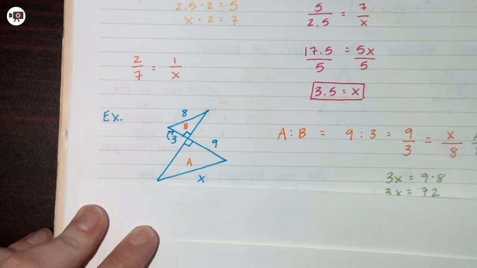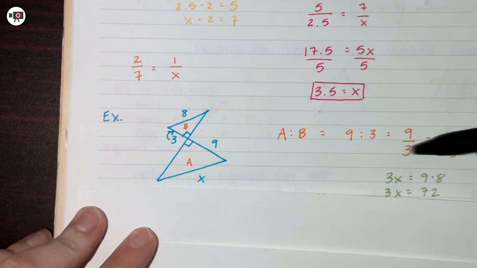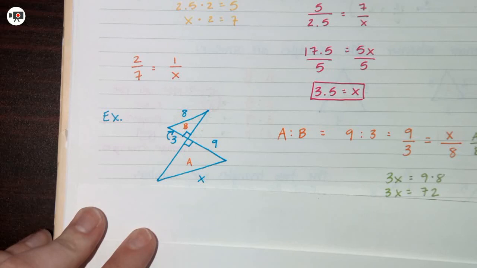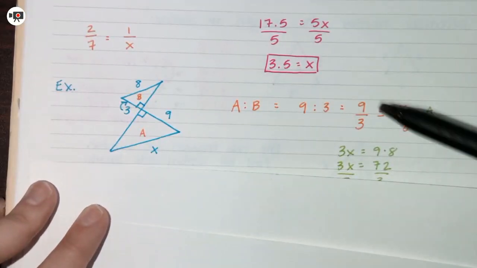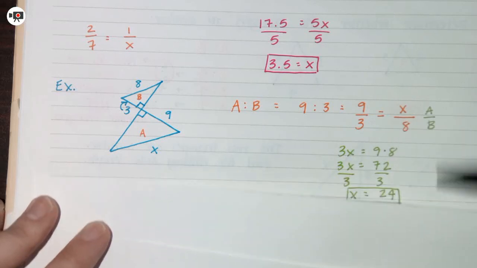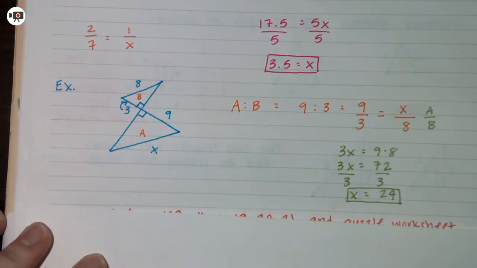So I have x over 8, which is A over B. 9 is from A, x is from A, 3 is from B, and 8 is from B. So I have A over B. Then cross multiply, and 3x equals 72. Divide and solve for x, and x equals 24.